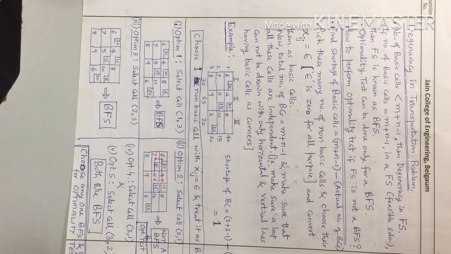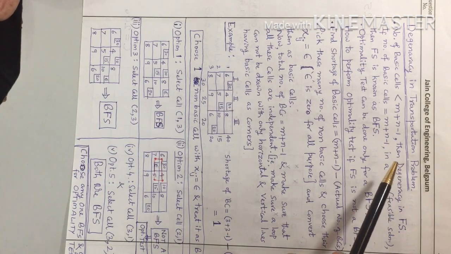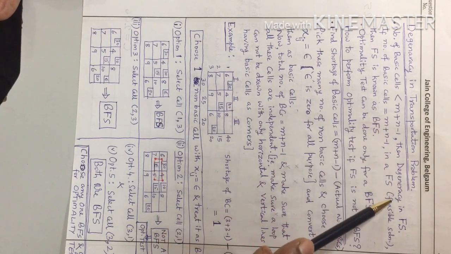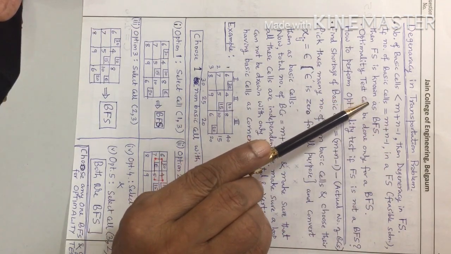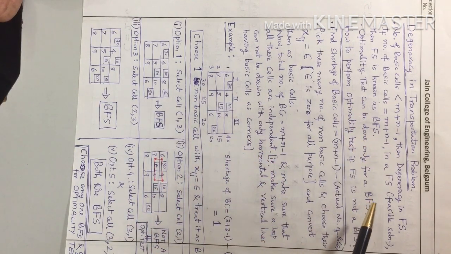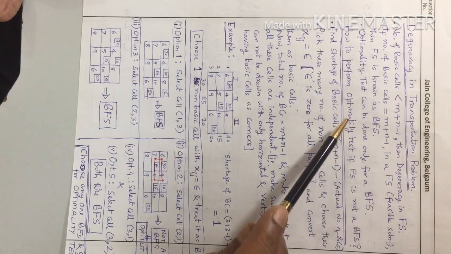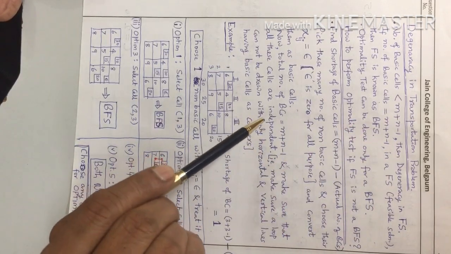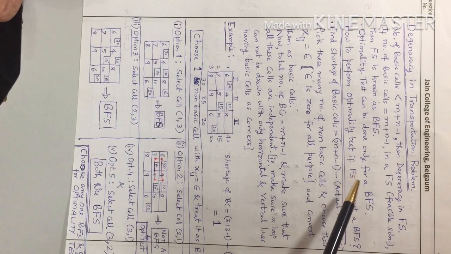We know that a cell whose xij is greater than 0 is called a basic cell, and a cell whose xij is 0 is known as a non-basic cell. So if the number of basic cells is less than m plus n minus 1, then it is known as degeneracy. If the number of basic cells is exactly equal to m plus n minus 1, then that feasible solution is known as a basic feasible solution. Optimality test can be performed only on a basic feasible solution.